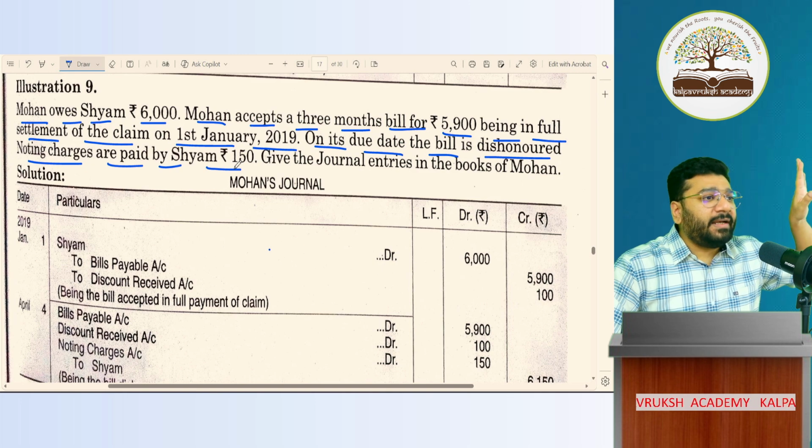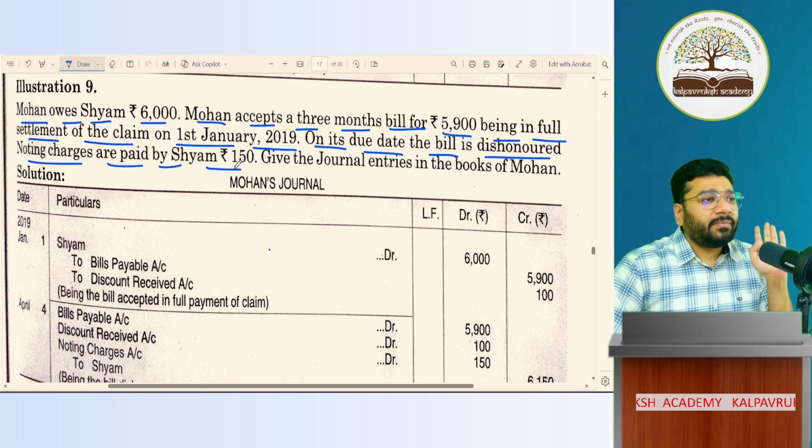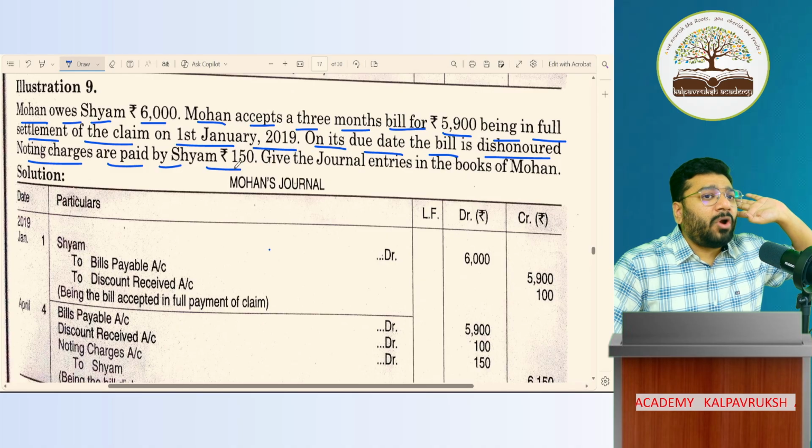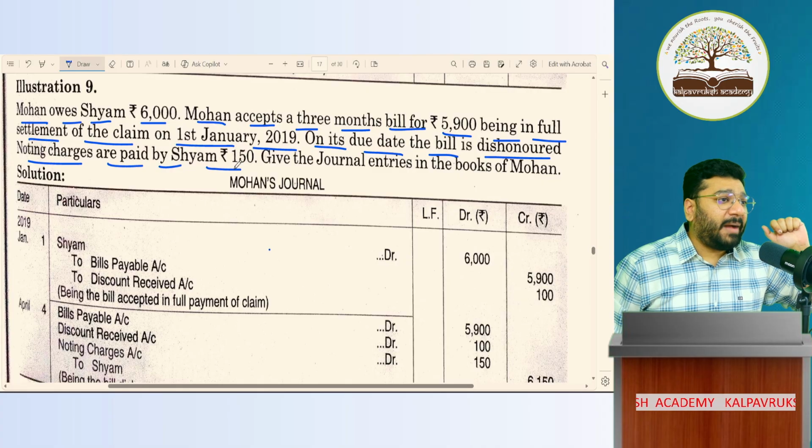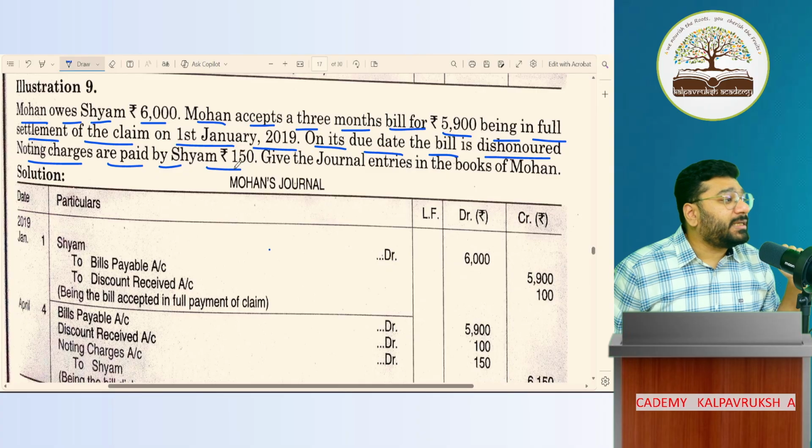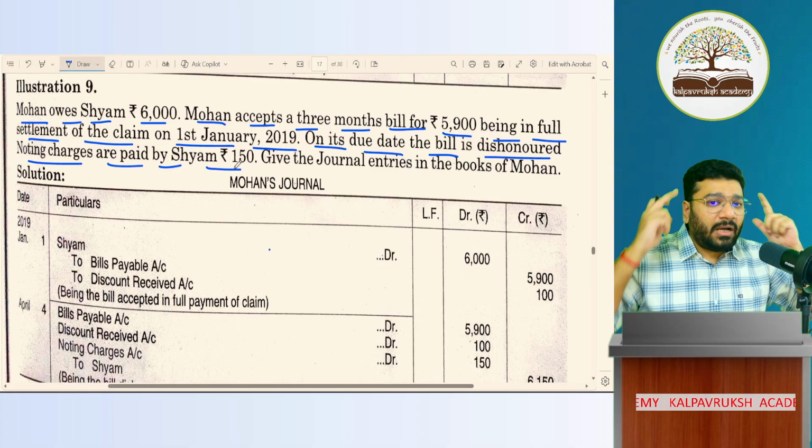The question is silent. What is the reason for dishonourment? Non-payment by the buyer. So ultimately, who has to bear it? The buyer has to bear it. But who is actually paying now? The seller is paying now. So the seller will recover this money from the buyer. So the buyer will book the noting charges as an expense in his books of accounts. Are you able to recollect?